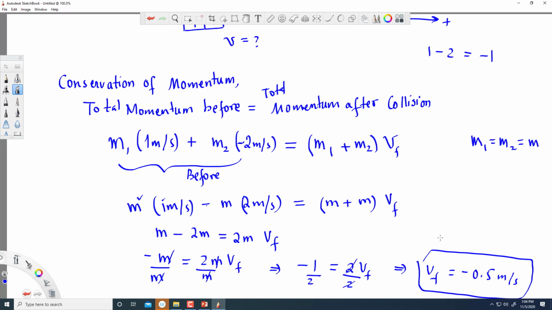So that means the combined mass after the collision, they get stuck and they will move at 0.5 meters per second. Which way do they move? That negative means they move to the left. Okay, so this negative sign means they move in the left direction.